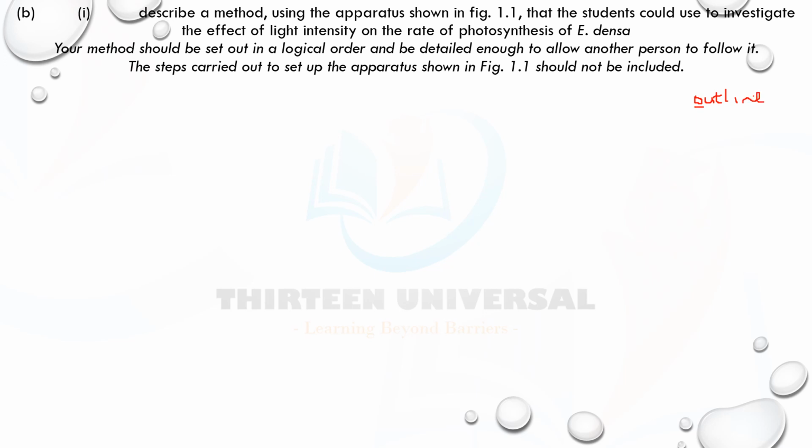In my outline, first of all, you must identify your independent variable. We have identified it, and then you must not just identify it, you must state how to vary it, how to change it. How do we change our independent variable?